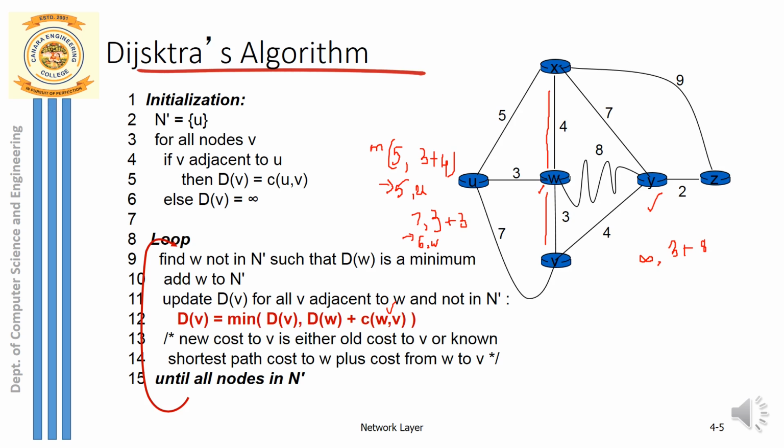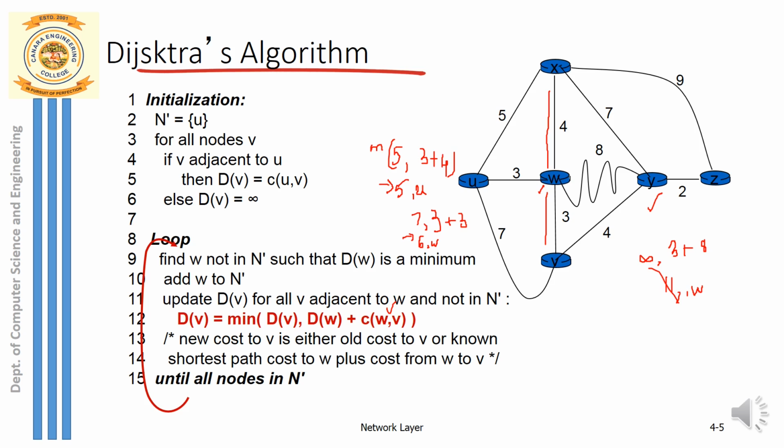So you compare infinity with 8 plus 3, which is 11. So 11 is the minimum distance. Now we came to know that the distance to reach from U to Y is 11. And via which node have we reached node Y? It is via node W we have reached node Y. So 11 and W. This is how you have to update. So step 1 is done.